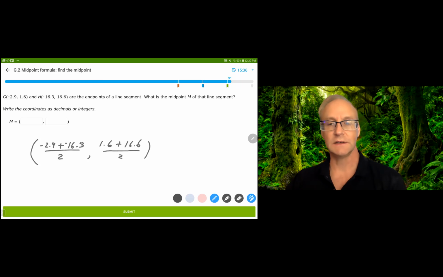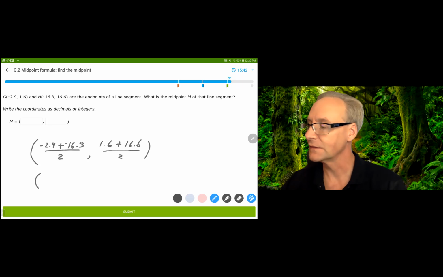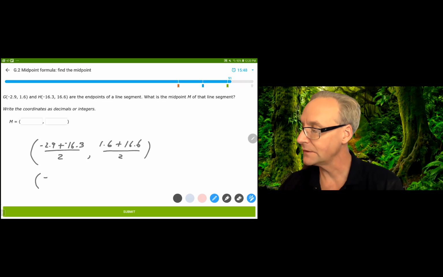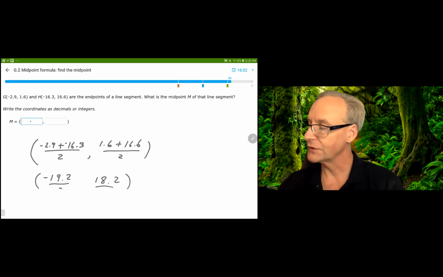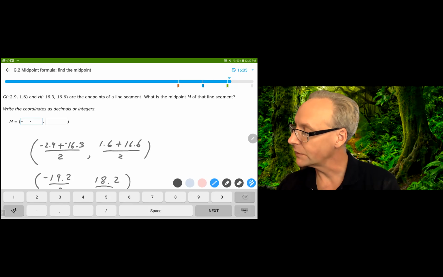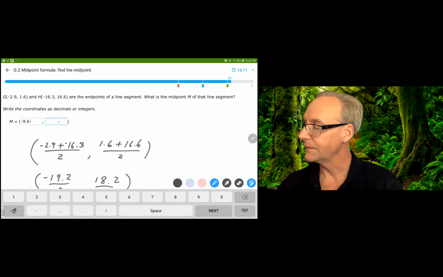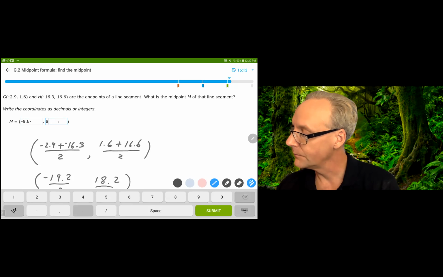You probably should be able to do the addition in your head. You might need to do the division or halves on the side on occasion. It depends. I just want to make sure I copied the questions right. I did. So this one is going to be negative 19.2 over 2. And this one is going to be 18.2 over 2. Now this second one is easy. The first one is a little more challenging. The first one is going to be negative 9.6 when you divide that by 2. And the second one is going to be 8.1. You divide that one by 2, and it looks like it's good.